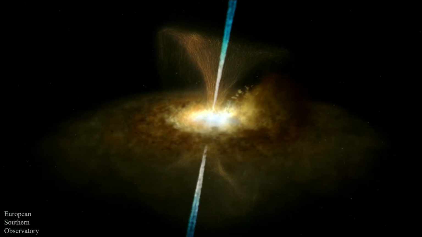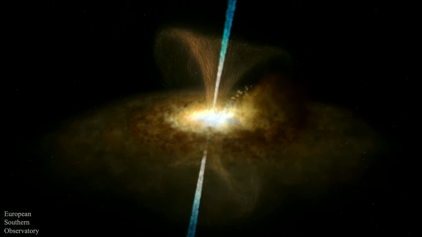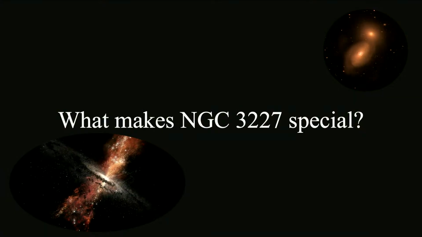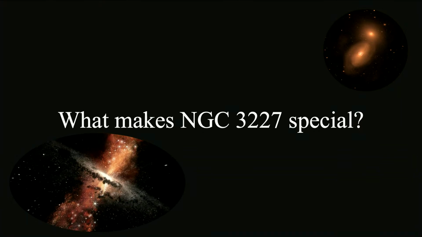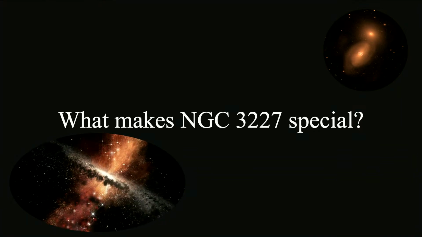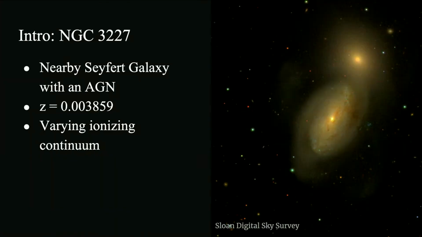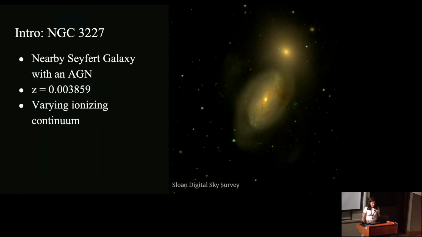With that being said, I want to talk to you a little bit about why we ended up choosing NGC 3227 to be our target galaxy with its AGN to study. NGC 3227 is a nearby Seyfert galaxy. Its redshift of 0.003859 makes it relatively close to us, so it's a lot brighter in our sky, and it is way easier for us to study it compared to other AGN.